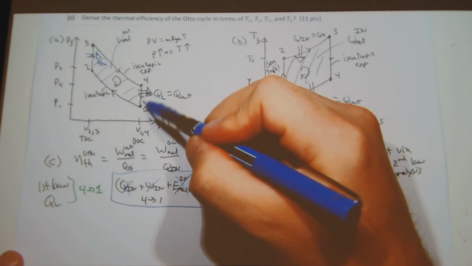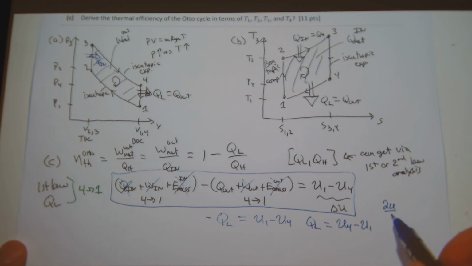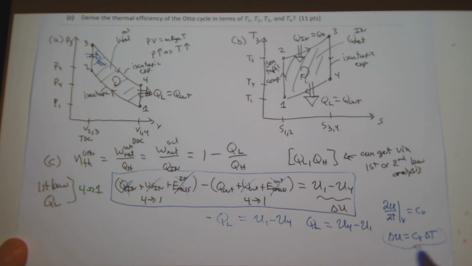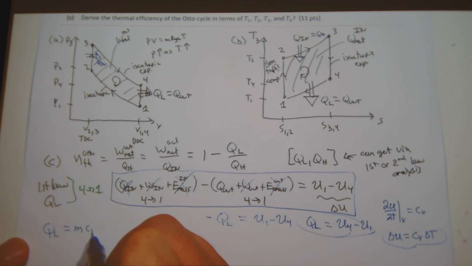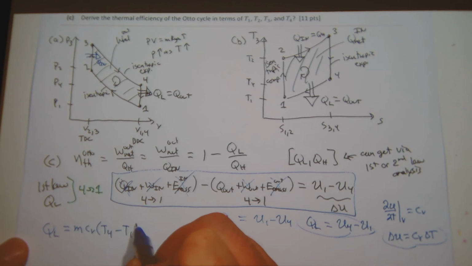And this is a constant volume process. So if you remember, the partial of U with respect to T at constant V is equal to CV. So delta U is equal to CV delta T. So using these two, what do I get? QL is equal to my mass times the heat capacity at constant volume times the temperature at T4 minus the temperature at T1.